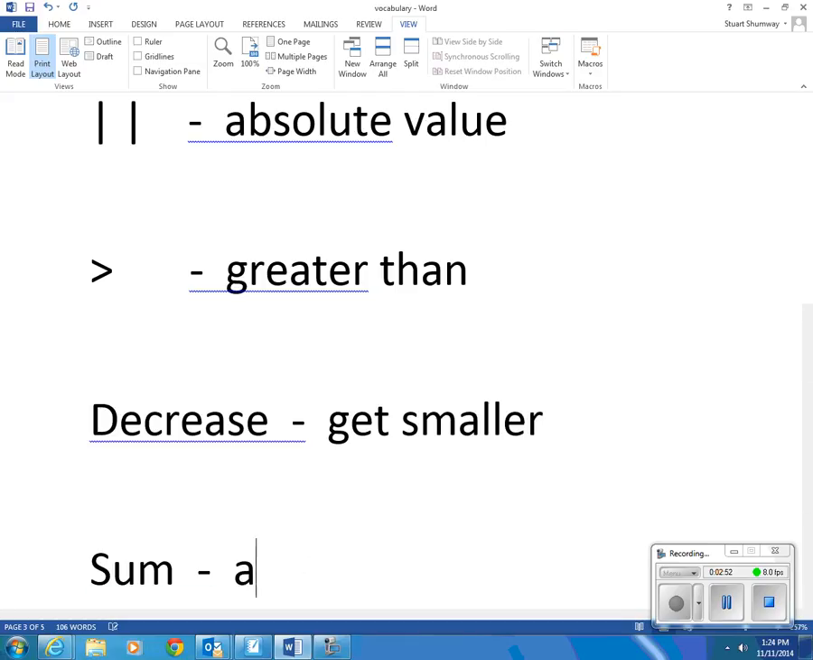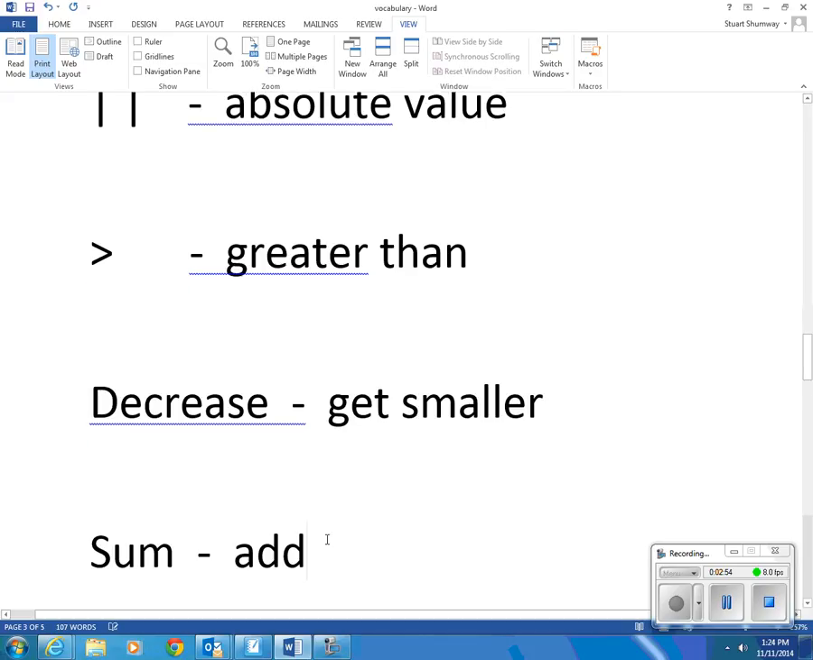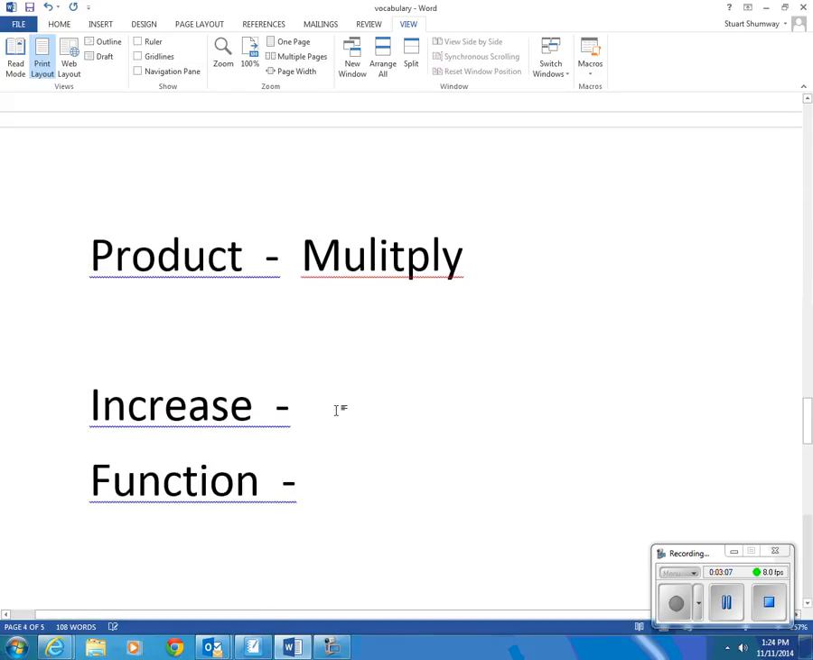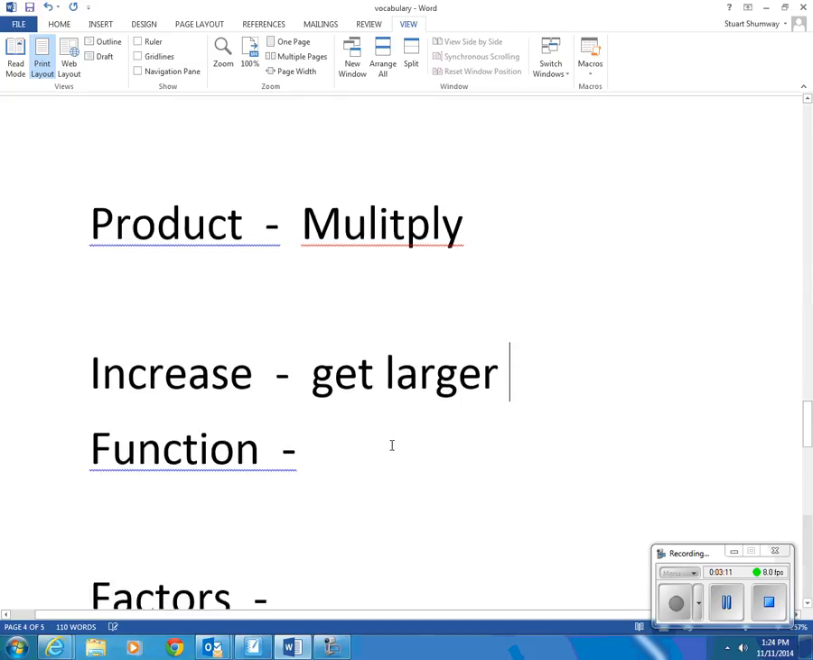Sum is adding. The sum of two numbers is those two numbers added together. The product of two numbers is you multiply those two numbers. Increase. For numbers, that would be to get larger.